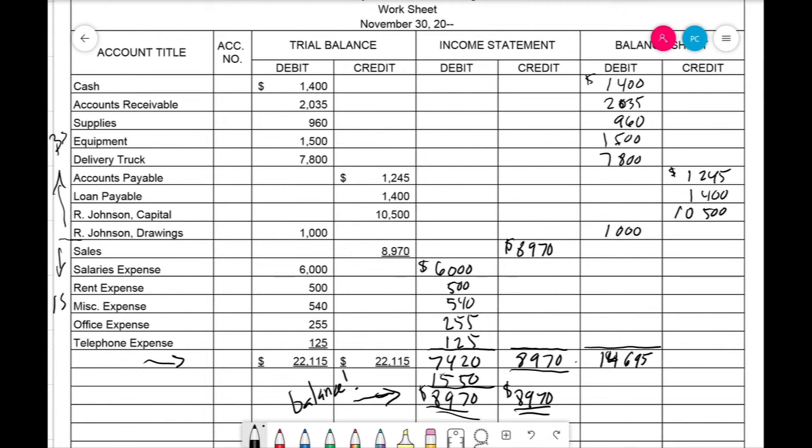And we're going to do the same for the other side. So we're going to start with 1,245, and we're going to add 1,400, and we're going to add 10,500, and we get 13,145. Now, if you get a lower number on the income statement part for the debit, which means your expenses are lower, that means you're going to get a lower number on the credit side of the balance sheet. Now that makes sense because if you get a lower number over here, and this is higher, it means you made money on your income statement, therefore you're going to add to this side. Okay, so that side should start out smaller.